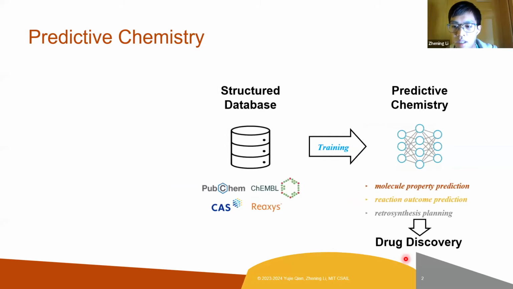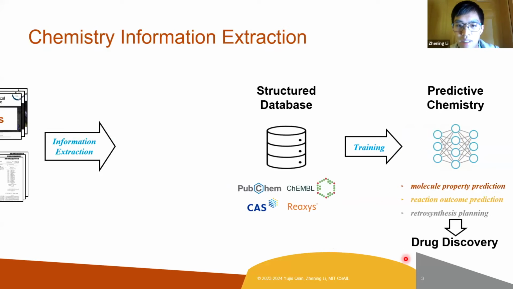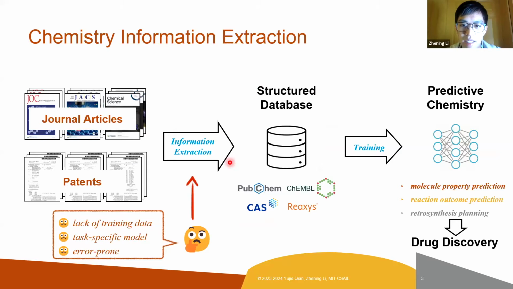The question that we're trying to tackle here is that obtaining this structured database, the labeled training data for the machine learning model, is not a very easy process, because the data that we have in its original form is given in the form of journal articles as well as patents in the form of unstructured text. So obtaining this labeled data in a structured format suitable for machine learning model training requires information extraction from the unstructured text. And there are many ways to do this information extraction.